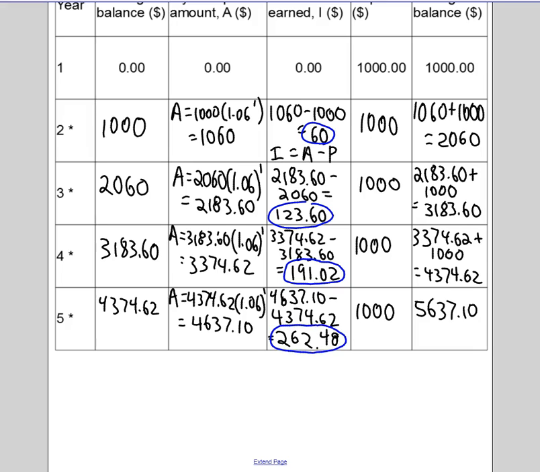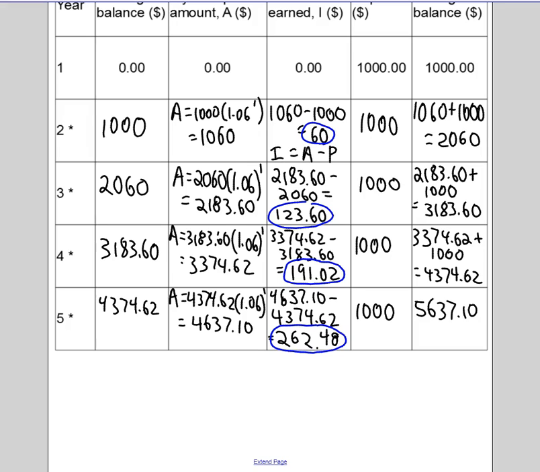You can clearly see that the amount of interest earned just keeps growing, and it's growing exponentially because the balance is carrying over. And so we're calculating 6%, which is a growth factor, on a larger and larger value. The deposit always adds an extra $1,000, which increases the year-ending balance, and it also increases the starting balance. So final value of this annuity would be $5,637.